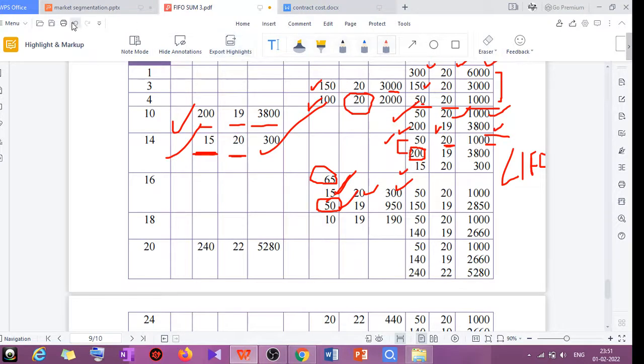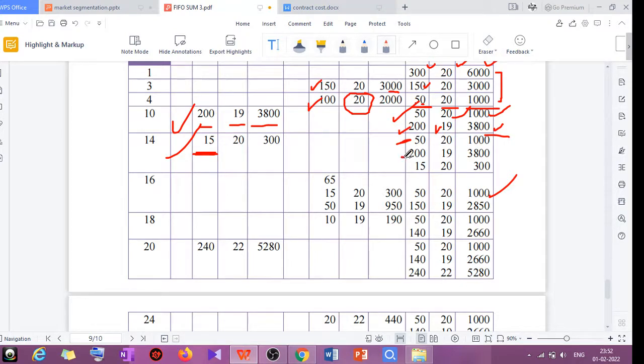I repeat once again here. Out of 65, 15 from the last lot, that is 15 at the rate of 20, it will be 300. Still how much is pending? 50. That will be from which lot? That is from the 200, we have issued 50. Got it. Now what will be the balance then? What about the first lot? Have we issued it? We have not issued it, right? So write the same thing. 50 units, rate is 20, amount is 1000.